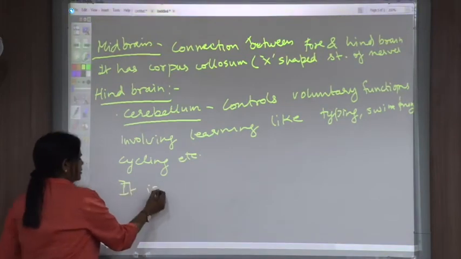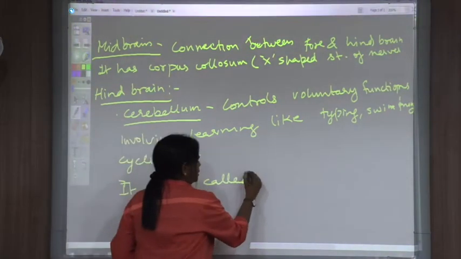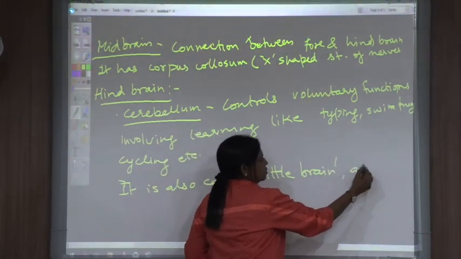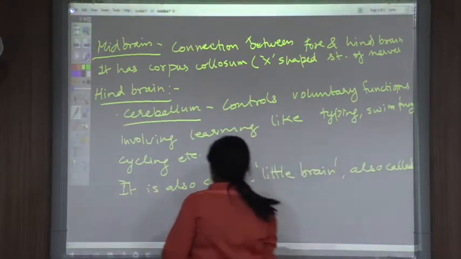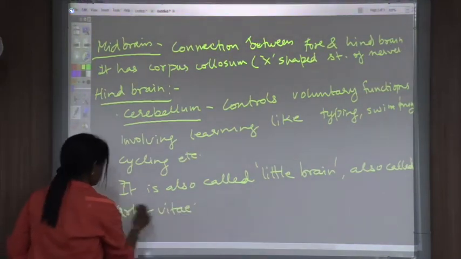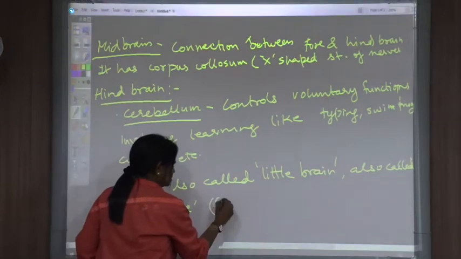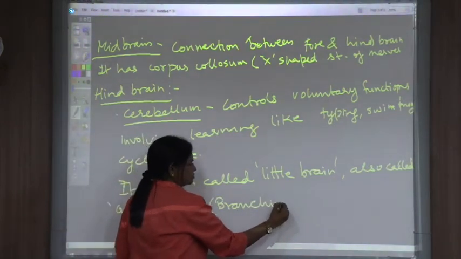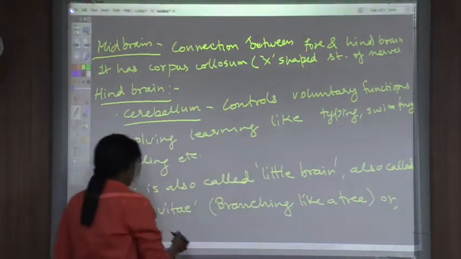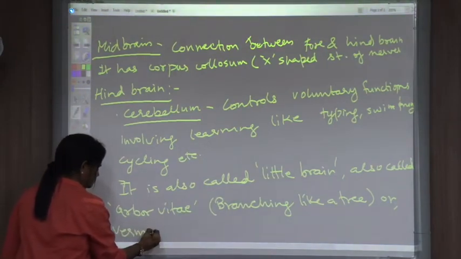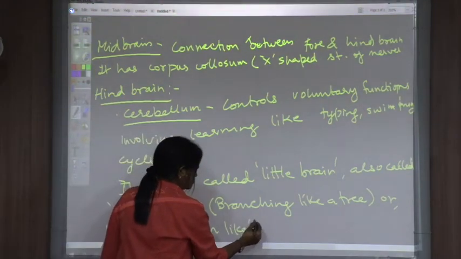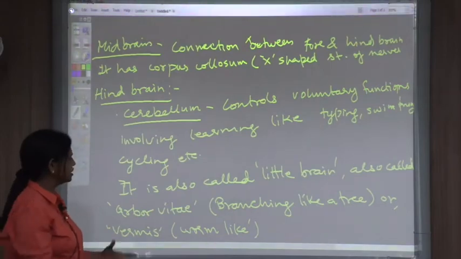So it is also called little brain, or arbor vitae, ARBORVITAE, arbor vitae. This means branching of a tree, because the shape looks something like that. So that is why it is also called arbor vitae, and it is also called vermis, VERMIS. Vermis in Latin means worm. So this also looks like a worm.